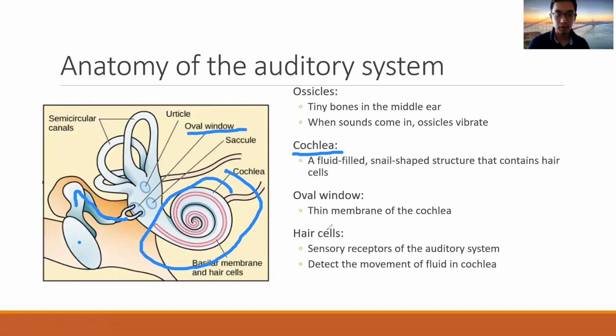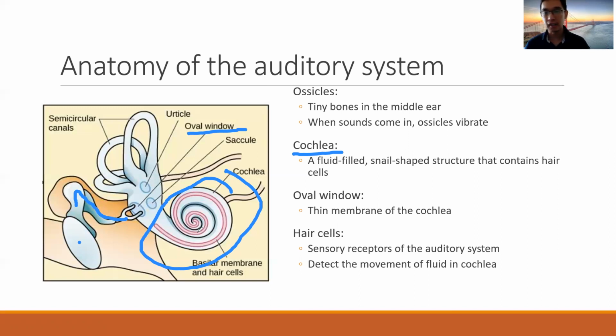So how does it work? When the ossicles vibrate, it also influences the oval window. So the oval window starts to vibrate. And inside the cochlea, it's not solid. The cochlea is not a solid thing. It's not like bone. Inside the cochlea it's empty, but some kind of fluid fills the inside of the cochlea. And the cochlea itself is like a snail. It's a snail-shaped structure.